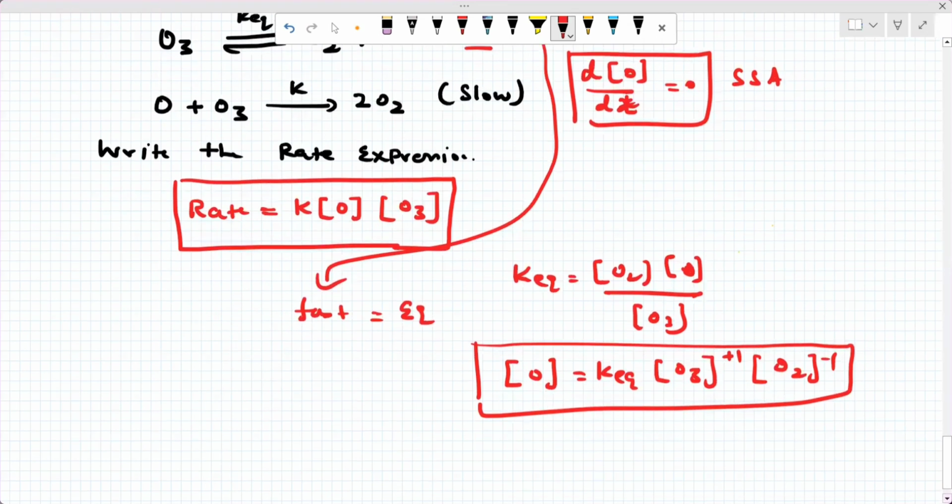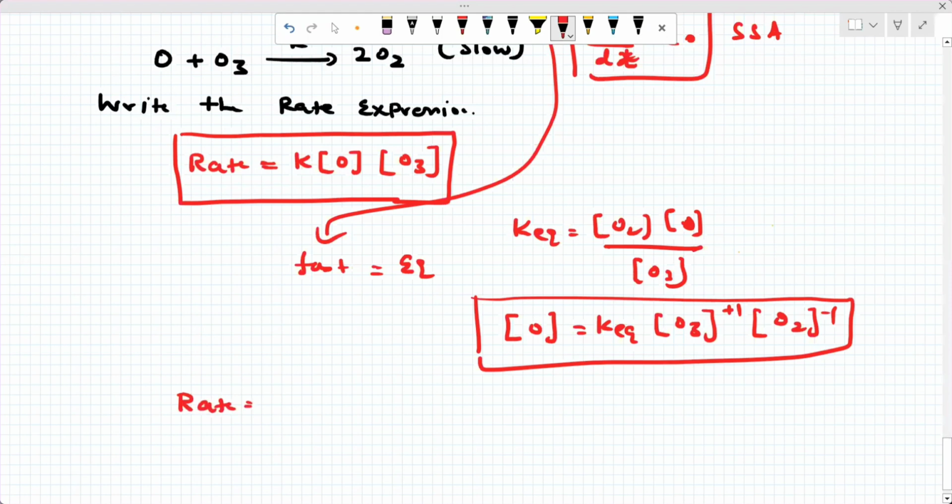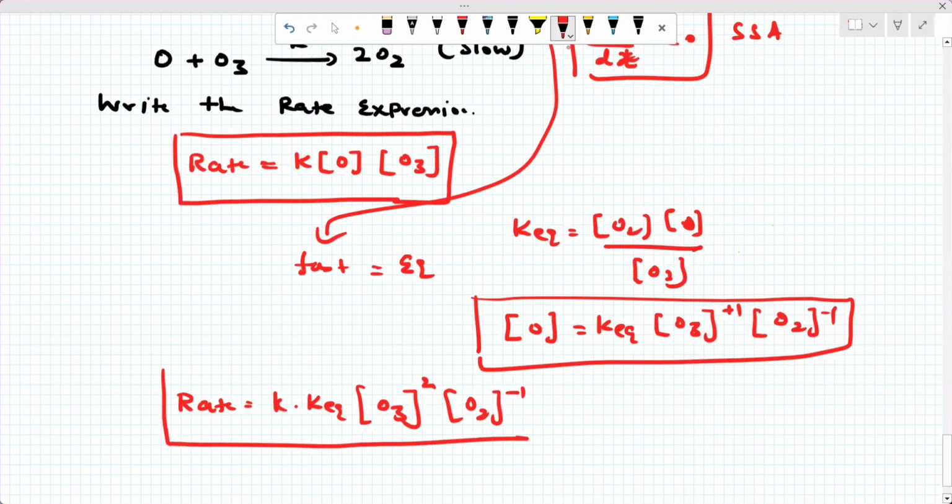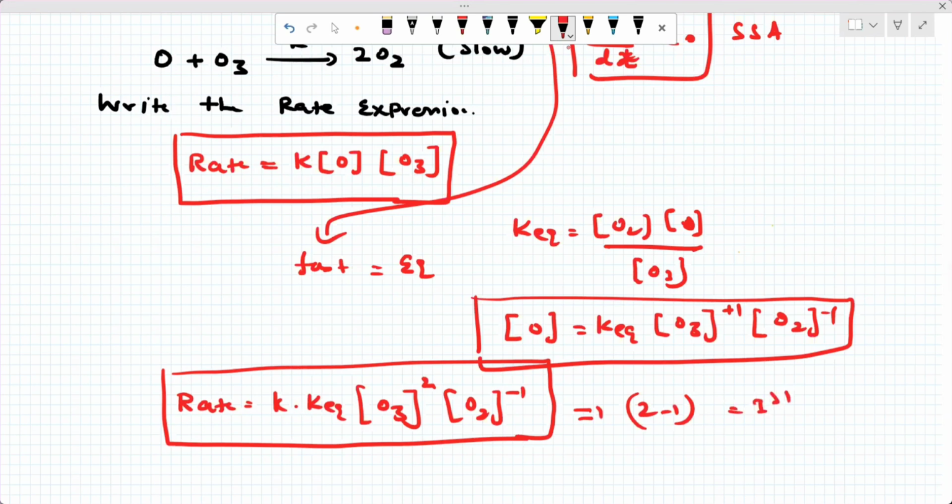Now what is the final rate law? Rate equals k into k equilibrium, then [O3]^1 by [O2]^-1 and [O3]^1. Sir, can we combine them? The 1s together? Then here it is O3 squared. This is the equation, the rate equation. Now what is the order of the reaction? This is 2 minus 1, therefore this is a first order reaction.